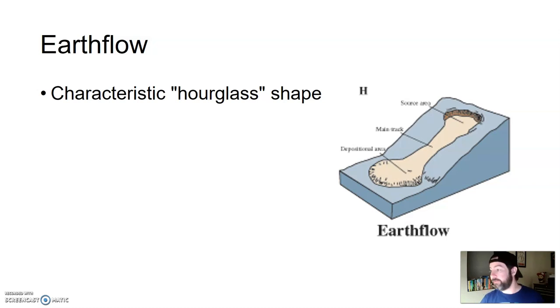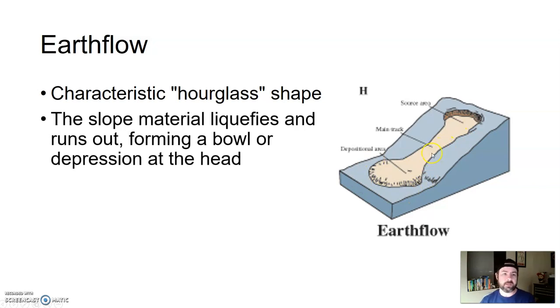All right, what else we got? Earth flows. So earth flows have a characteristic hourglass shape to them. The slope material up high liquefies and runs out, forming kind of a bowl or depression at the head. Very similar to a debris flow, maybe just a little less water.